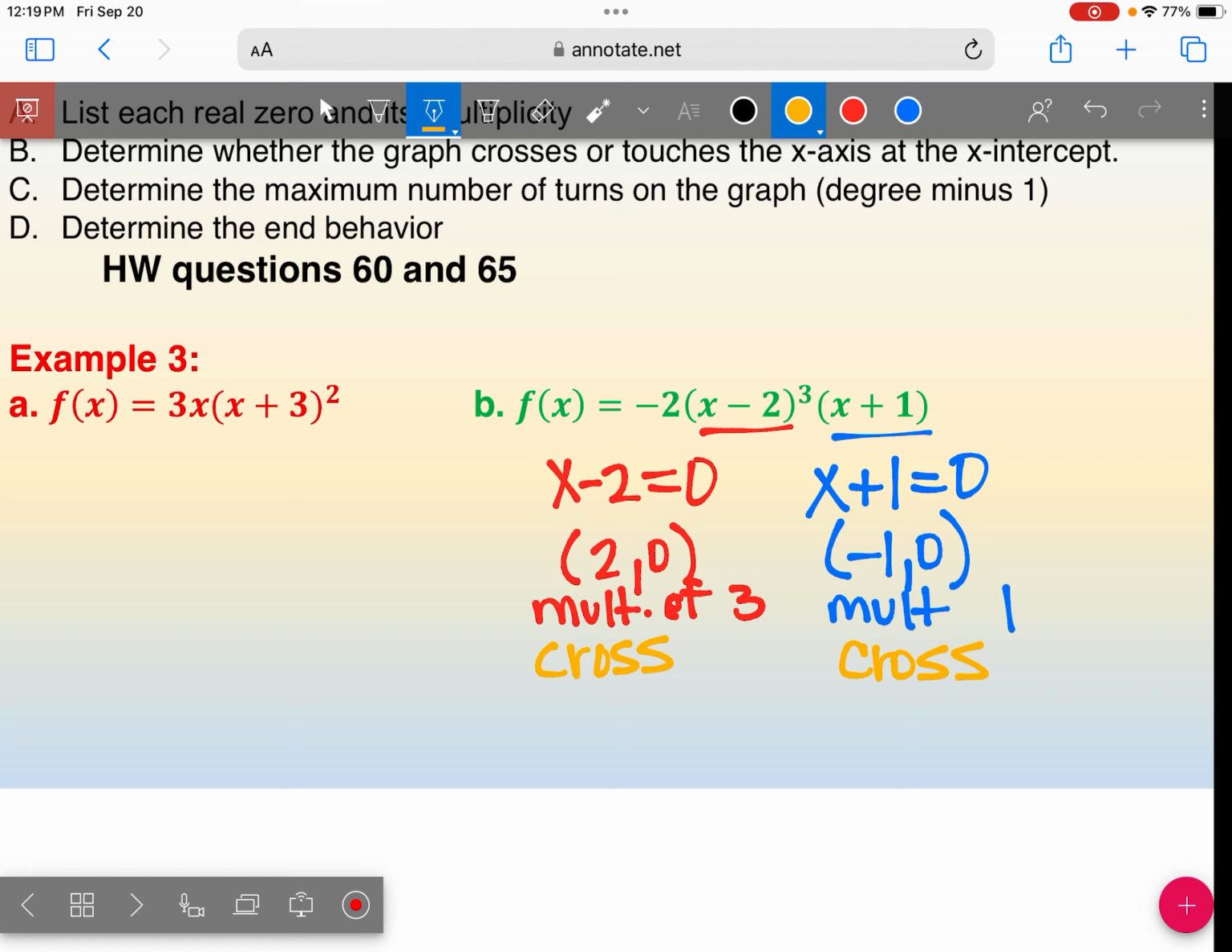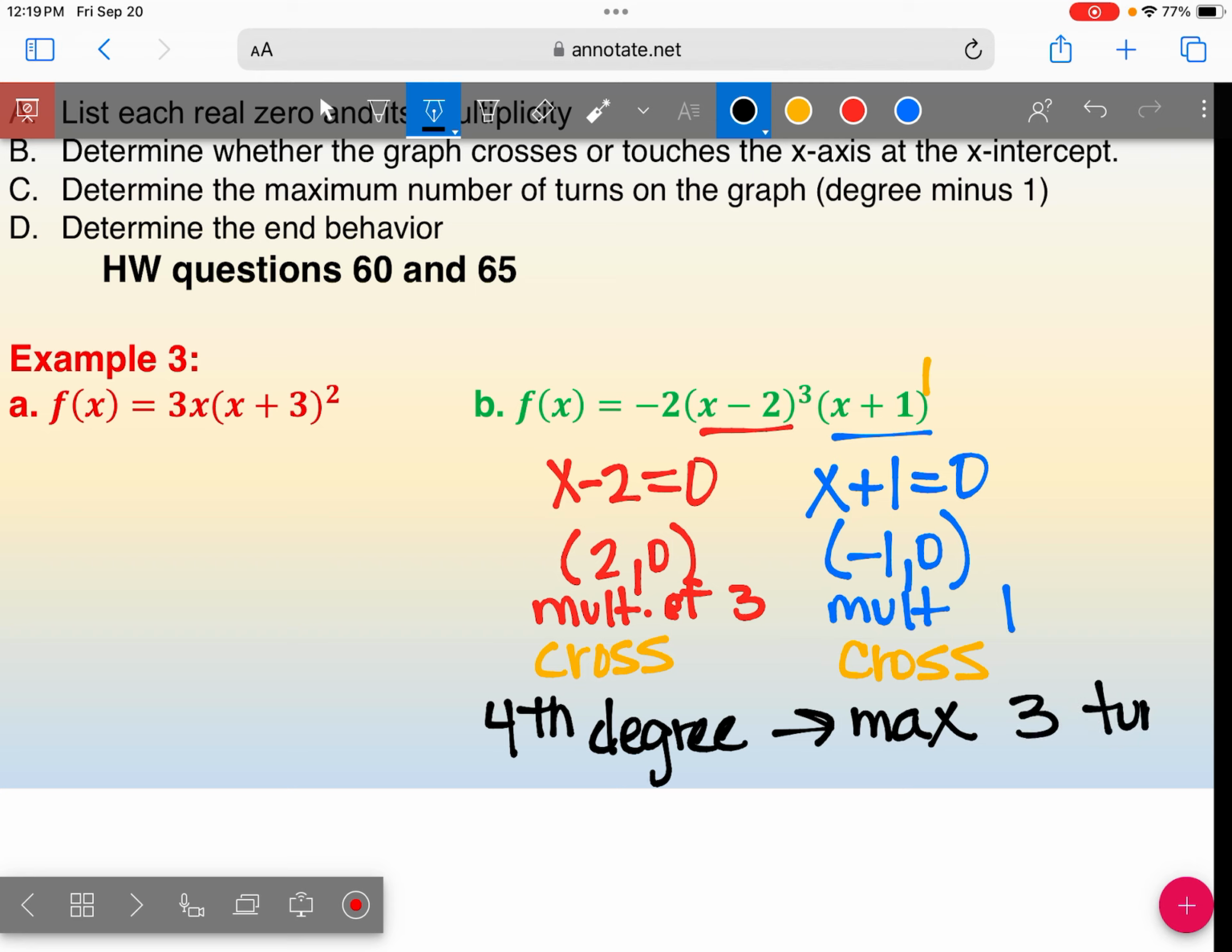What's my degree for this one? If you add up your multiplicities, what do you get? 4, because I'm adding 3 plus 1, which is 4. So this is a 4th degree, which means the maximum number of turns I'm going to have is what? Max. That doesn't mean I have 3. That means that's the most I can have. You can have less than 3, but you can't have more than 3.